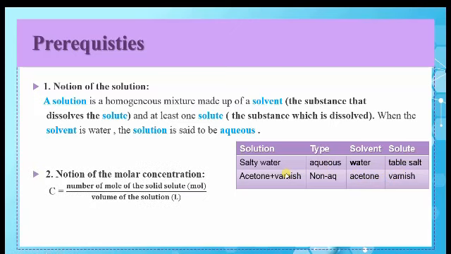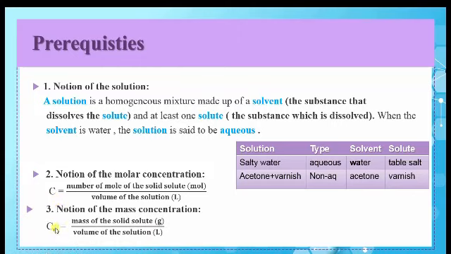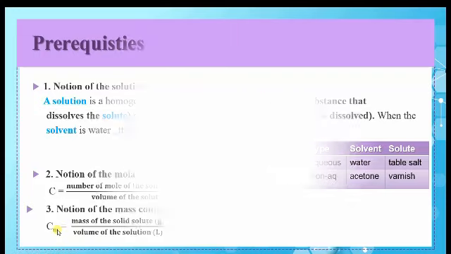Notion number 2 is about the molar concentration, C, which is equal to the number of moles of the solid solute in mole over the volume of solution in liter, and the unit of this concentration will be mole per liter. Third notion is about the mass concentration, Cm. It is equal to the mass of the solid solute in grams over the volume of the solution in liter, and its unit will be gram per liter.